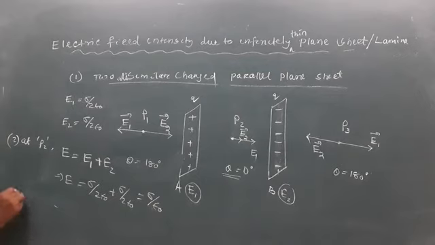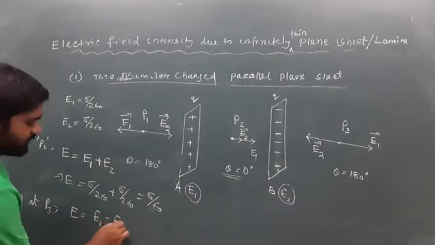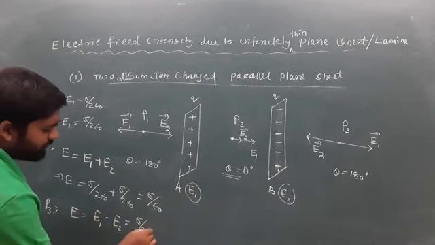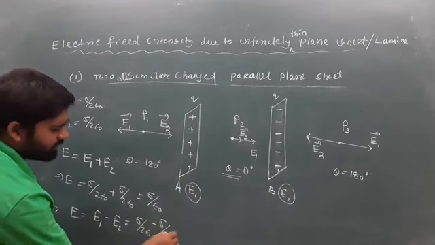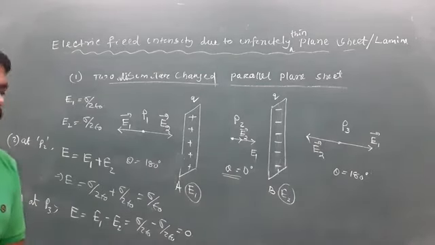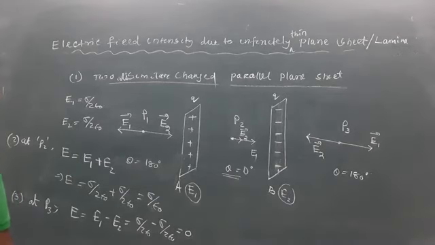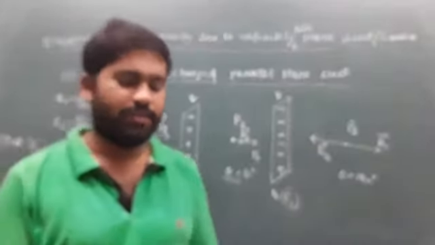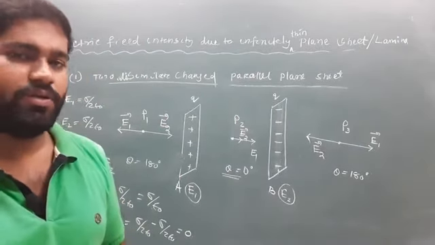Number 3, at point P3. E equals E1 minus E2, so that will be sigma by 2 epsilon 0 minus sigma by 2 epsilon 0, that is also 0. So in between the plates electric field exists and outside the plates electric field will be 0. So this is the measurement of electric field because of thin plane sheets by using Gauss law.